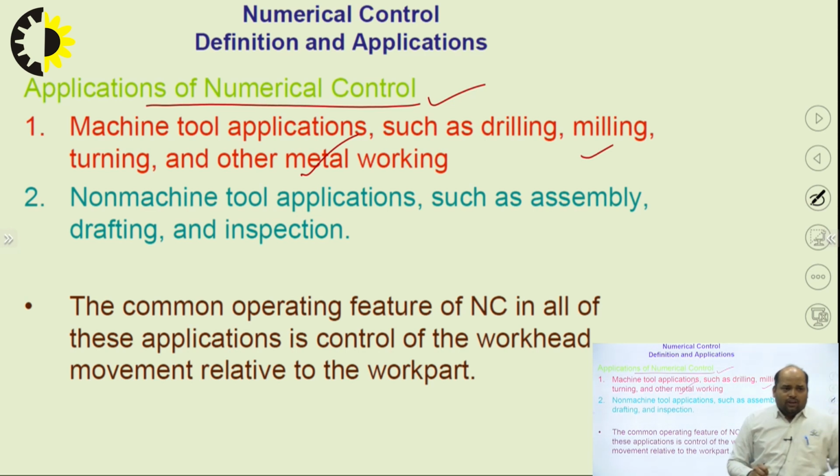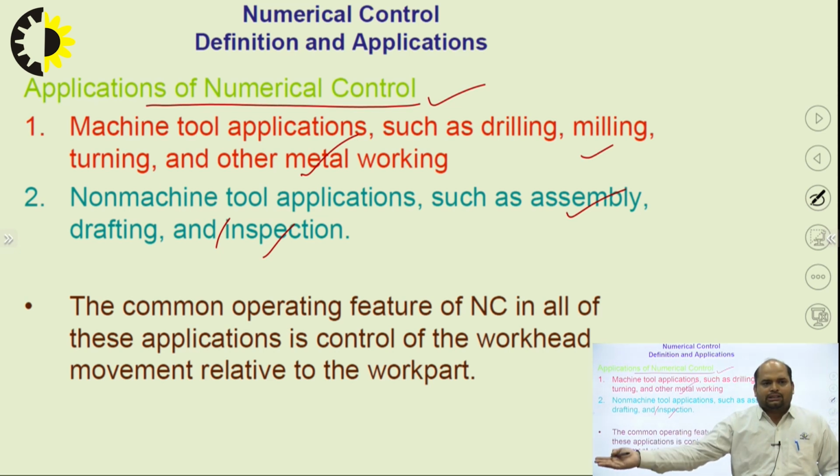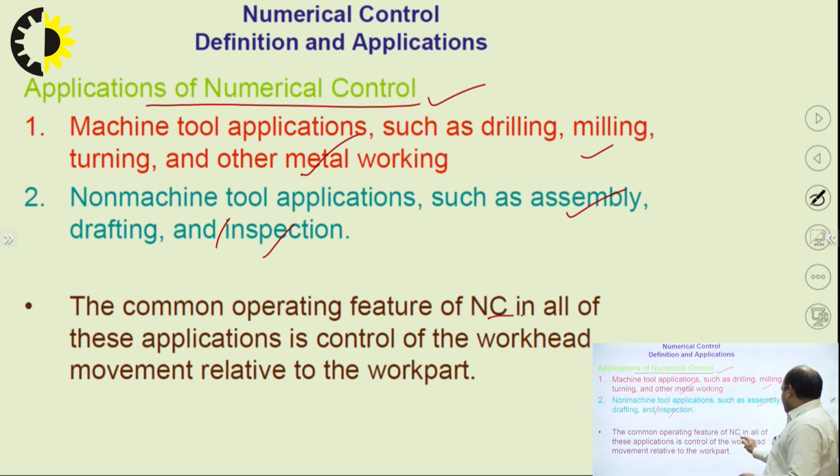Also, if we are talking about non-machine applications such as assembly and drafting, computer aided systems can also be used there. We can also talk about other processes, suppose welding, which can be done with robotic systems. So the common operating feature of NC in all these applications is control of work head movement relative to the work part.